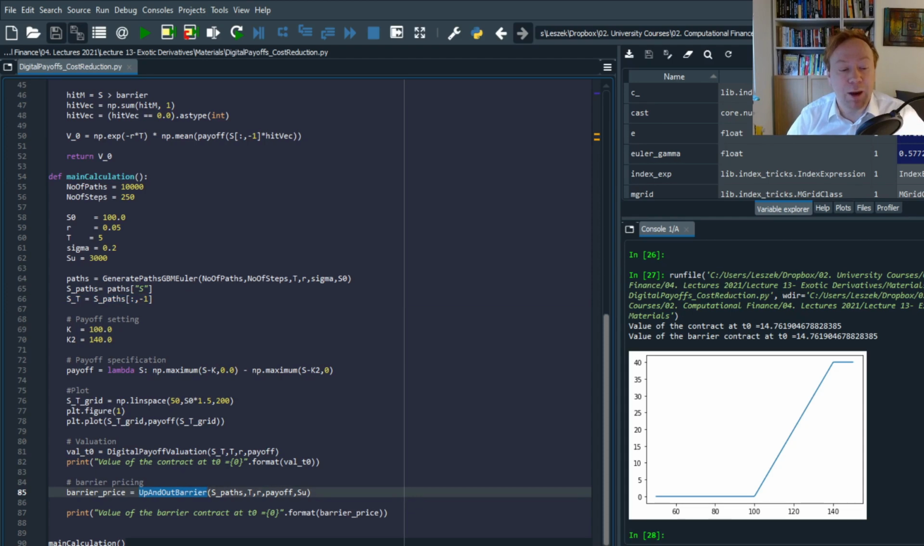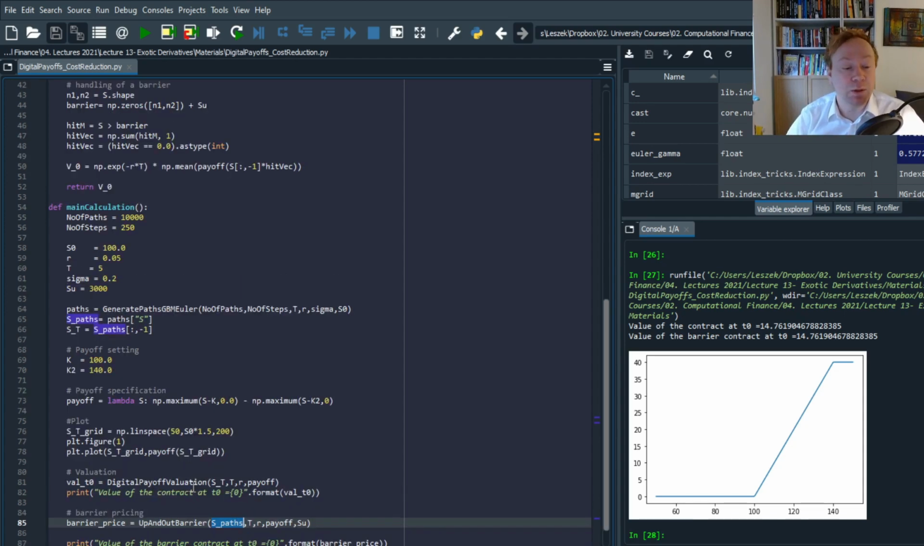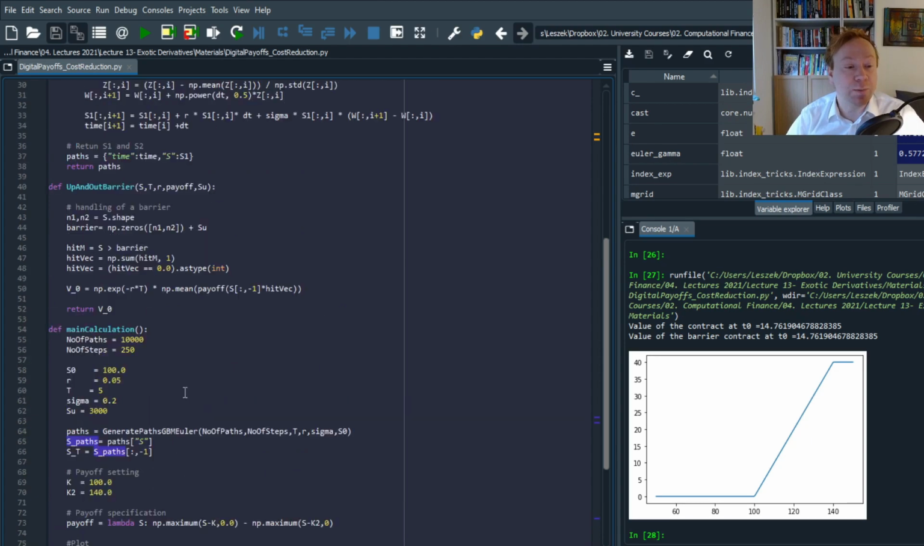Once we talk about the up-and-out barrier, we are not only interested in the value of the stock at the maturity, but we are also interested in the history of the stock. So we check how the paths behaved in the lifetime of the whole derivative. So let's take a look at how this function is defined. You see, it's just a few lines of code to get this up-and-out barrier. So it's very simple once we deal with Monte Carlo.